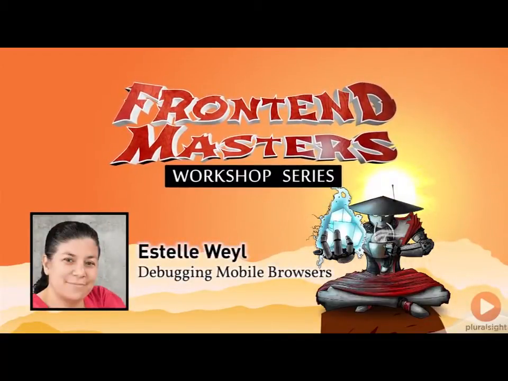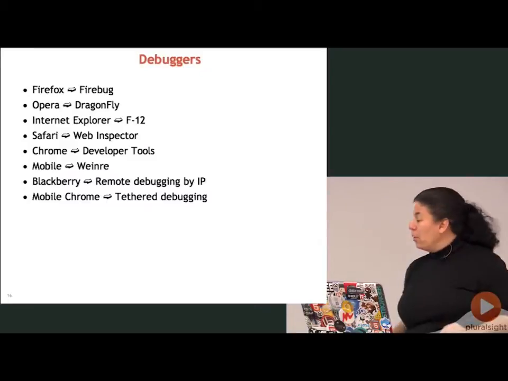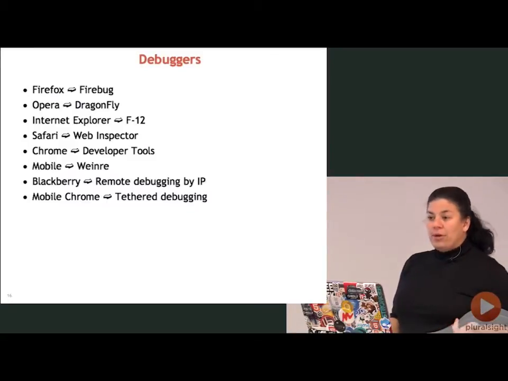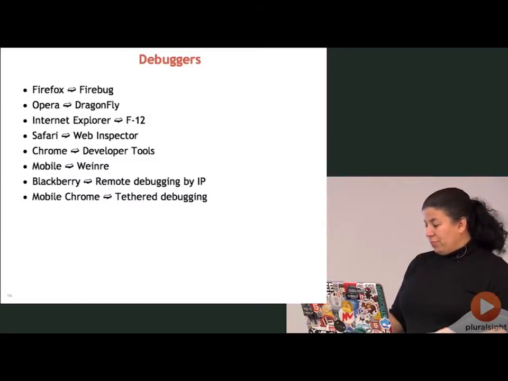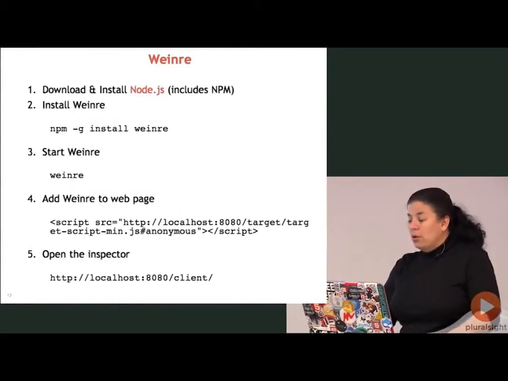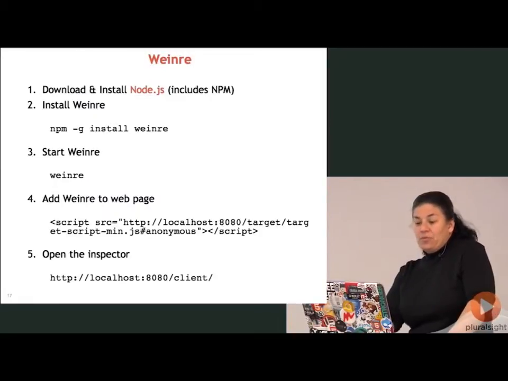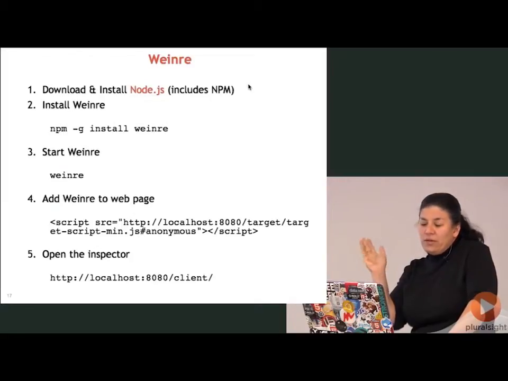There's something called Weinre. And Weinre is a mobile debugger that works on all WebKit. And basically, let's go over it. I'm not going to show it to you, but I'm going to show you how to install it because it's only 5 steps. So you install Node.js. Who here has Node.js installed on their computer? Almost everyone. If not, it's a quick install. Even if you don't use it, you can still install it.